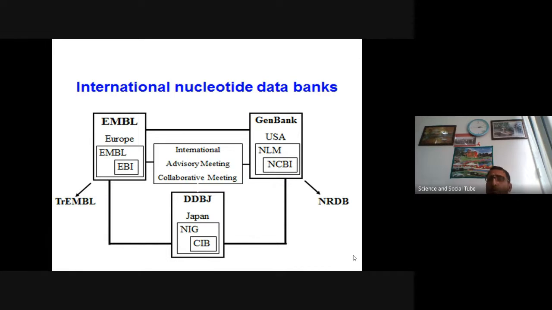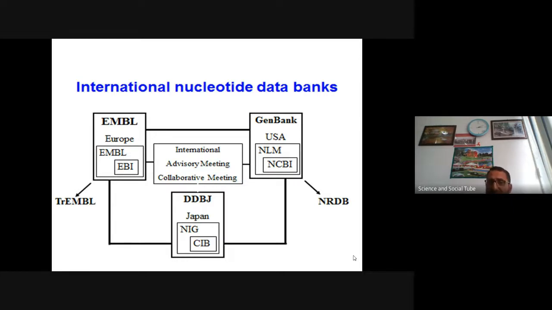These primary databases are interlinked with each other, so that if somebody wants to find out whether some data is in the Japanese database, or the American NCBI database, or the European database, they can easily get it, whether that data is available in the Japan database or the European database. If they search only in the NCBI, they can also get the data.